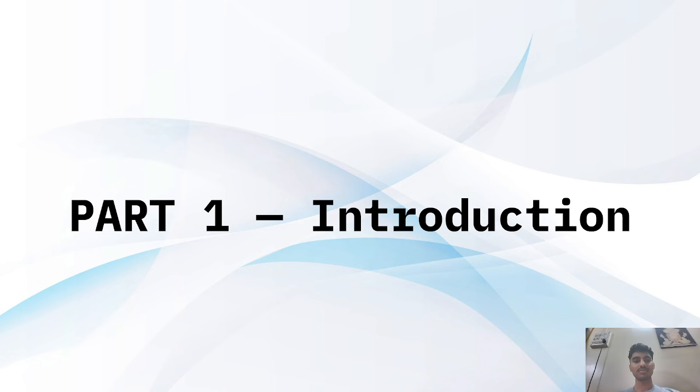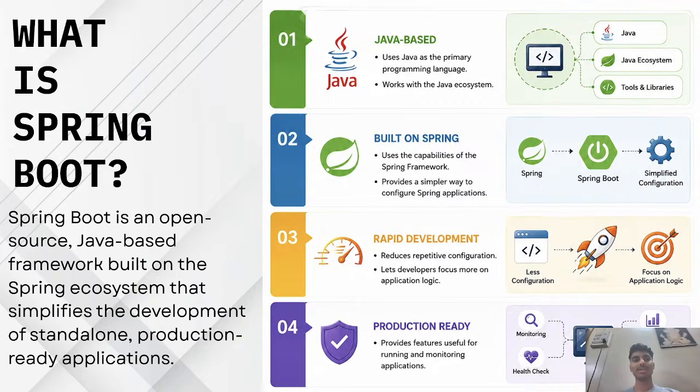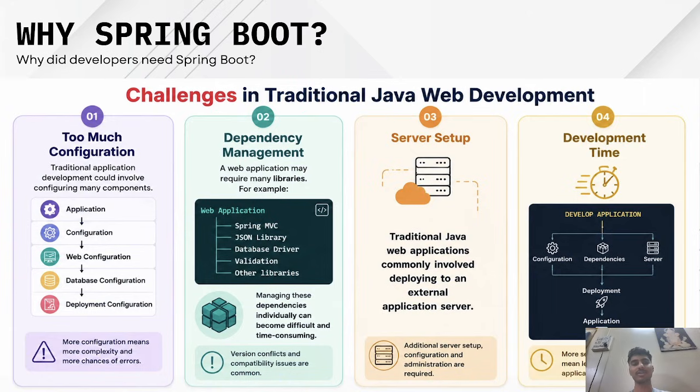Let's start. Part 1, Introduction. What is Spring Boot? Spring Boot is an open source Java-based framework built on the Spring ecosystem that simplifies the development of standalone production-ready applications. For example, Java-based, built on Spring, rapid development, and production-ready. These are all the features of Spring Boot on the screen.